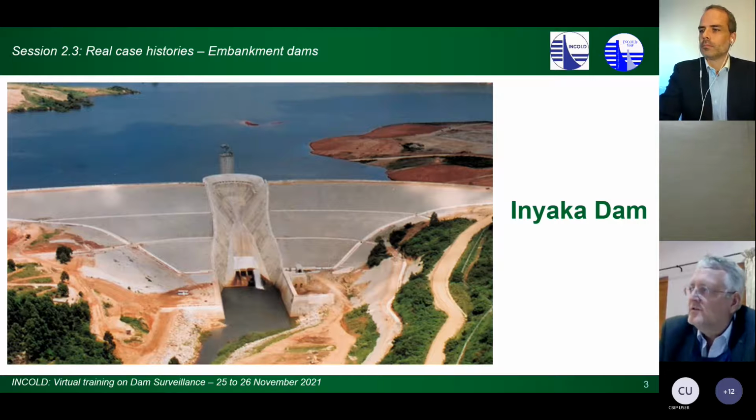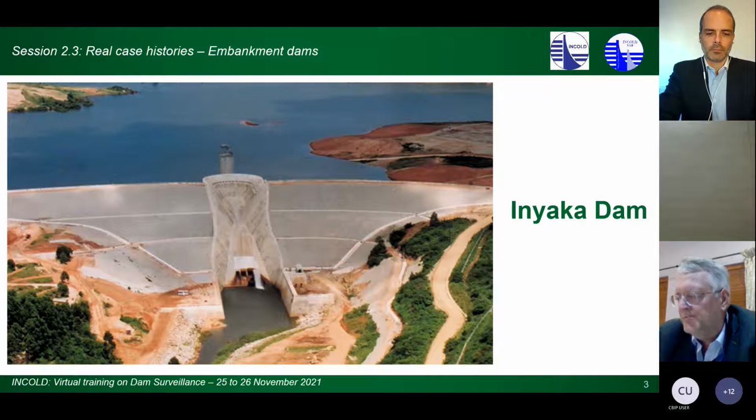So I'll start with Inyaka Dam, and it's very close to Zoeknog that I discussed yesterday, the dam that failed, that had dispersive material issues with the Morning Glory spillway. And this dam basically has the same issues. So it's the same material.